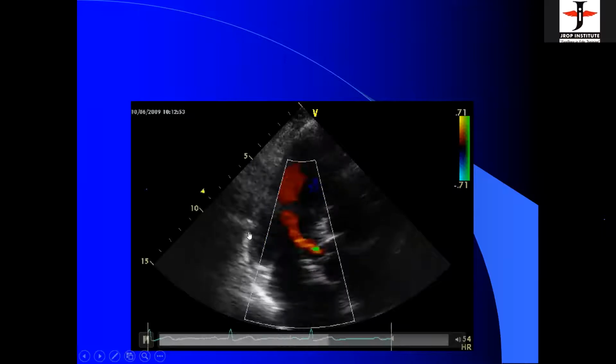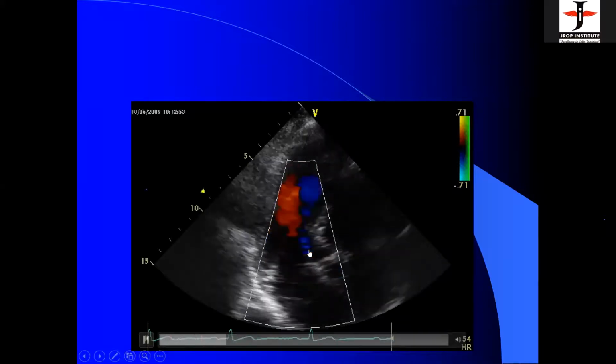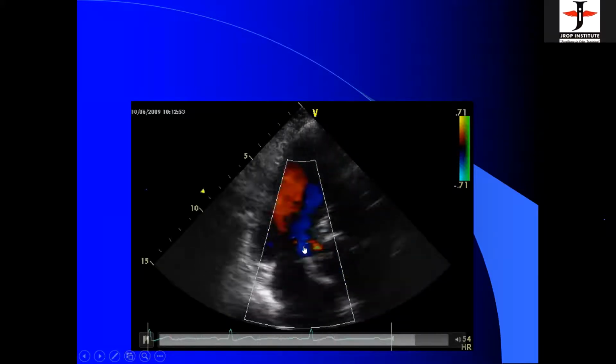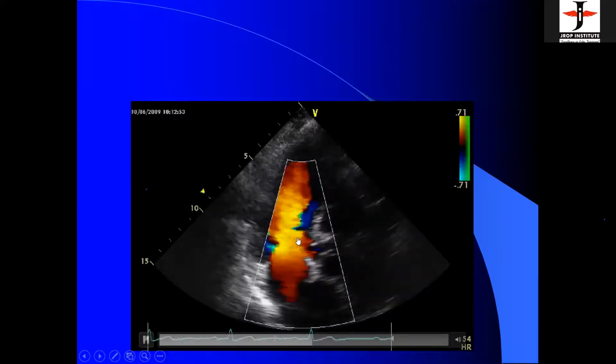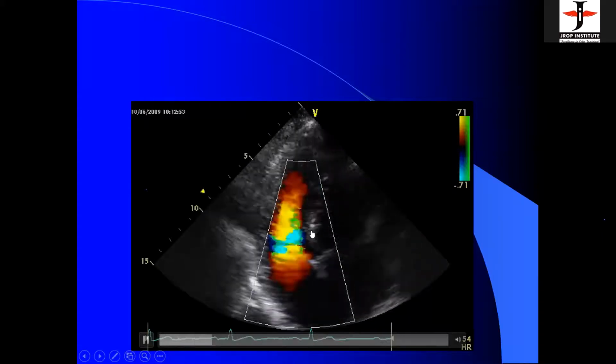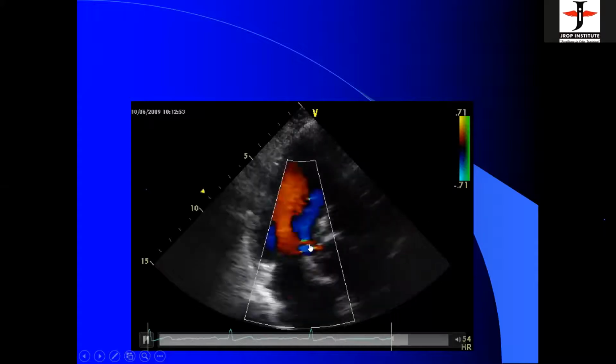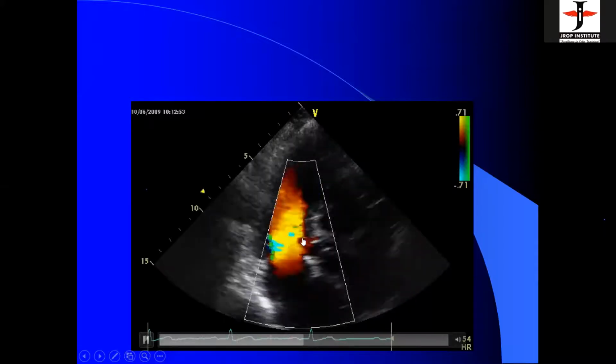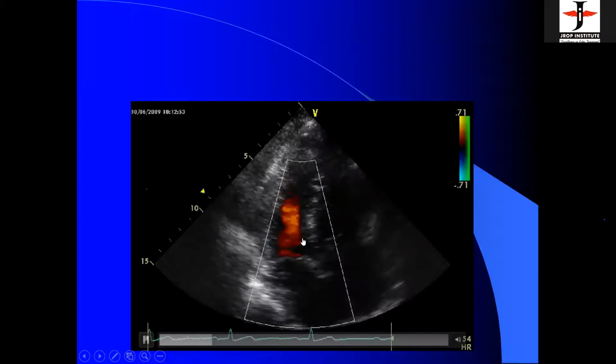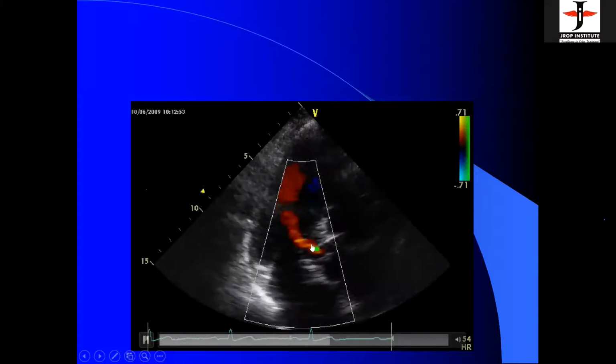So that is the advantage of this color flow. Just a red color coming from the aortic wall means it is going towards the transducer, so it has to be diastole, and so it tells us that there is an aortic regurgitation. This is the red flow, this is the blue flow.